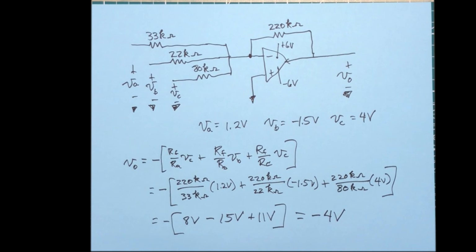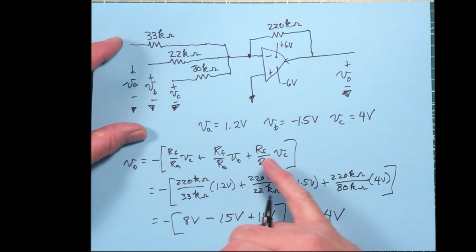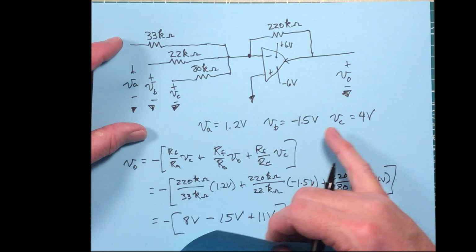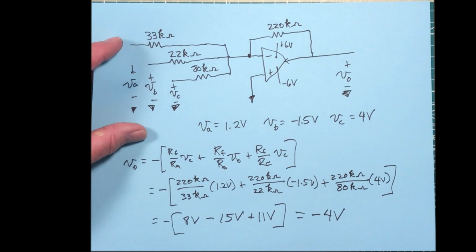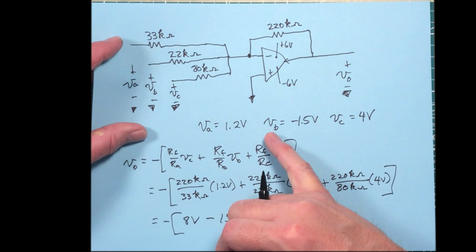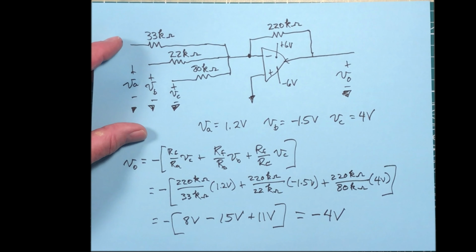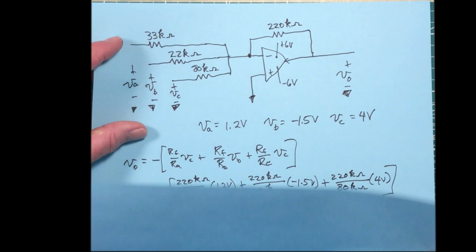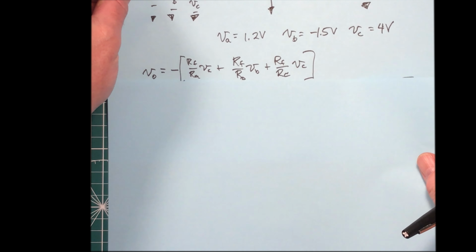Now, a good question at this stage might be, what happens if you change something? Well, let's play that game. Let's say that we keep V sub A and V sub C the same, but we change this one right here. Or better yet, let's leave it a variable and ask what kind of values V sub B can take and we still have a linear output. In other words, we don't saturate. So what values can V sub B take and the output still be between plus and minus 6 volts? Okay, that's the question.